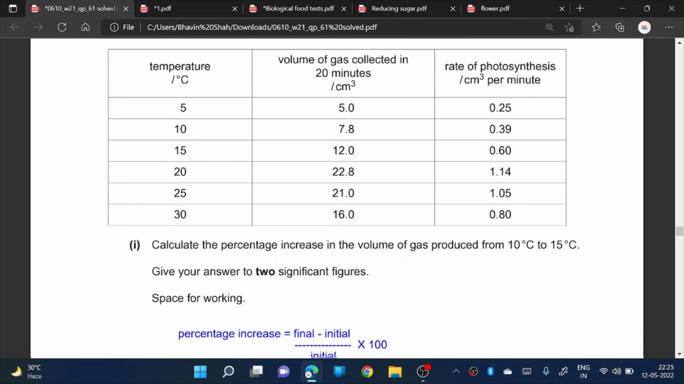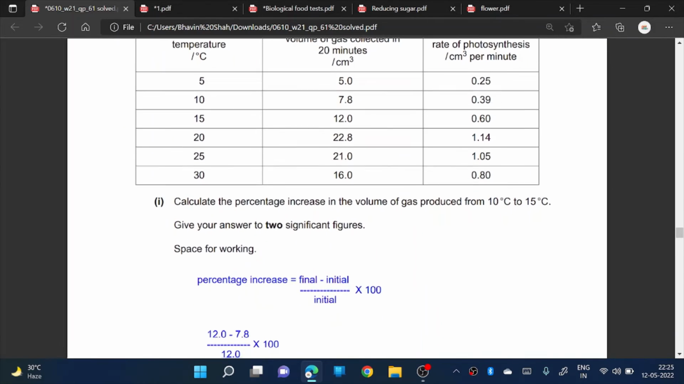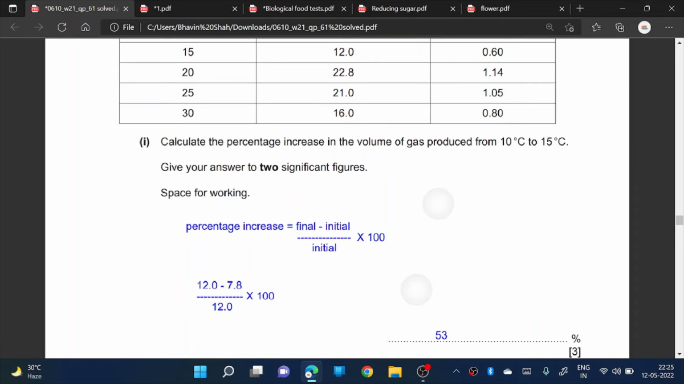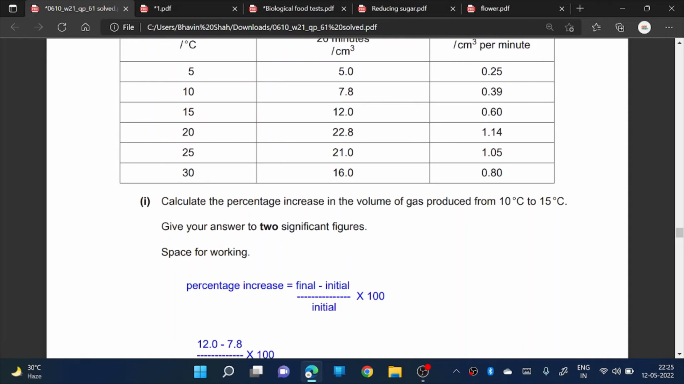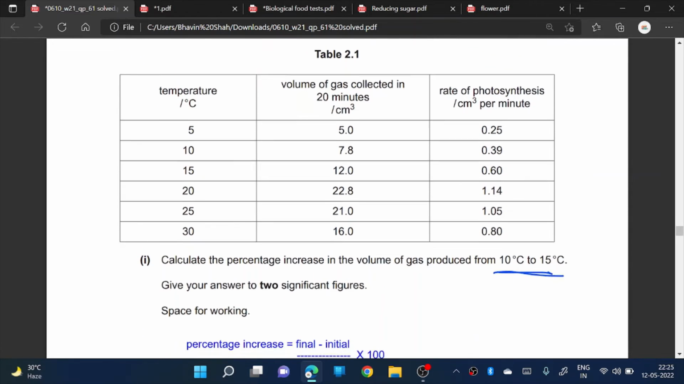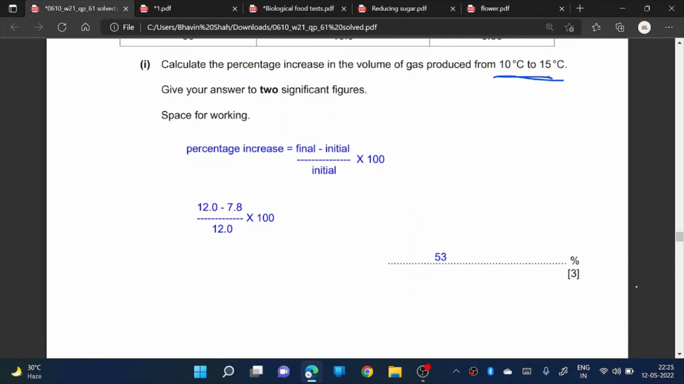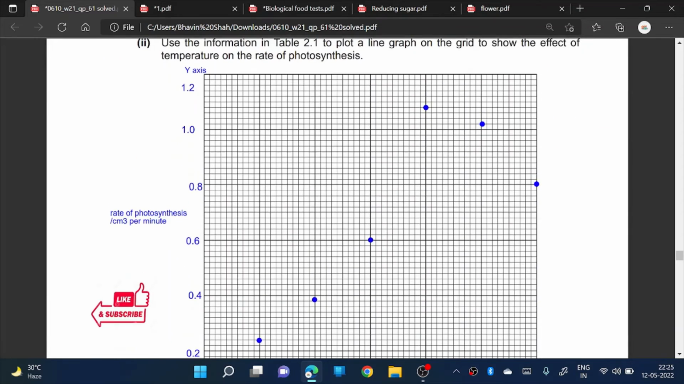Now there is a table which is giving you the readings of the volume of gas collected and the rate of photosynthesis. Calculate the percentage increase. So the percentage increase formula is final minus initial upon initial into 100. So here they are asking you to produce from 10 to 15. So here we are going to look at 10 was 7.8, 15 is 12. So 12 minus 7.8 upon 12 into 100, your answer is going to be 53%. That's for 3 marks again.